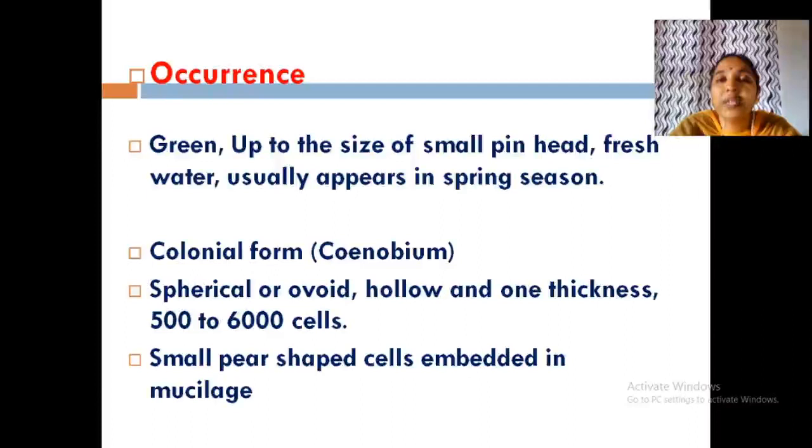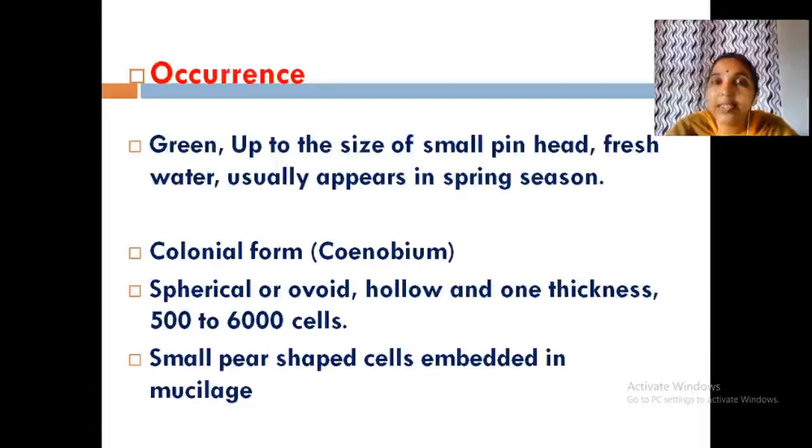Such a group of cells, occurring in a colonial form, is known as what? Cenobium. So, the thallus of Volvox is a cenobium, occurring as a group in colonial form. And that cenobium is a spherical, hollow, ovoid structure that contains about 500 to 600 cells. Understood? Each individual cell looks like Chlamydomonas. They aggregate together in a colony, that's known as what? Cenobium. A single cenobium contains up to 6,000 cells.